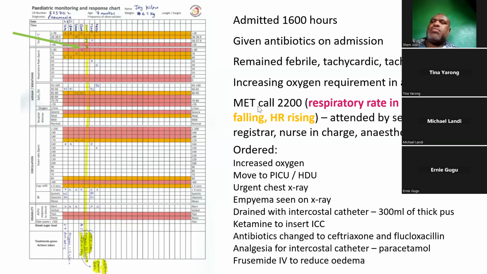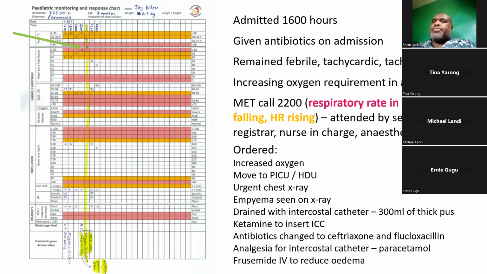So what happened then was what's called a MET call, a medical emergency team call, because some of her vital signs were in the danger zone. Her respiratory rate and her oxygen saturation were abnormal and her heart rate was rising. So the MET, the medical emergency team, came, and this was attended by a senior paediatric registrar, the nurse in charge of the ward, and even the anaesthetic registrar came down. And they assessed Joy at that particular time.